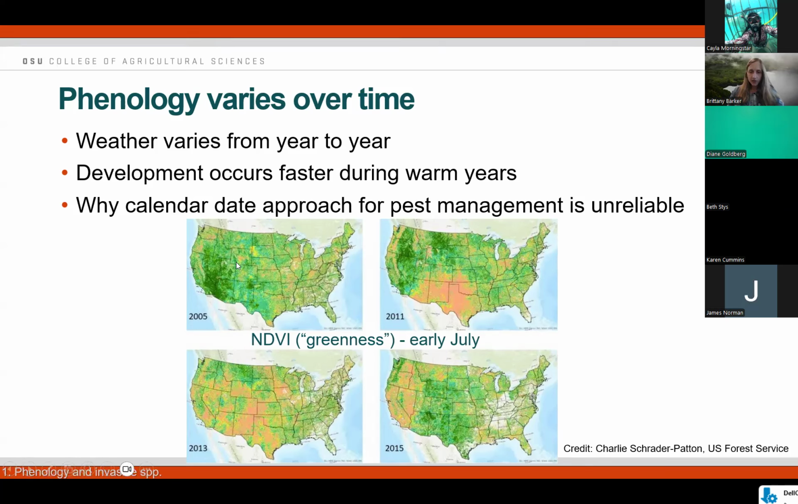These figures on the slide here are showing maps of NDVI, which is a metric of plant greenness in early July across 4 different years. So 2005, 2011, 2013, and 2015. And so the main point here is just to show you that during a hot and dry year, and 2011 is what I'm guessing was a pretty hot and dry year, many of the plants in the southern US had already senesced, right? You see it's more brown compared to 2005 where it's more green. So my guess would be that 2005 maybe had cooler temperatures or more moisture that year.